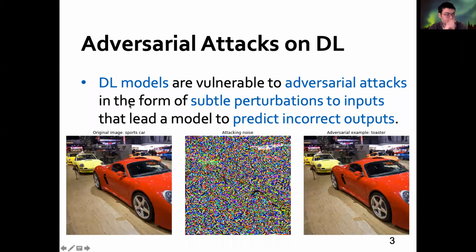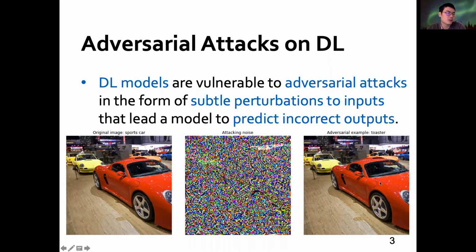Deep learning models are actually vulnerable to adversarial attacks in the form of a small, subtle perturbation to the input, and that will lead the model to predict the input into a totally wrong class. For example, this image is a sports car. But if you can compute a small noise like this, it may look very noisy, but it's scaled up so that you can see the noise. It's actually very small in terms of pixel values. Then you add it, and you will get this image.